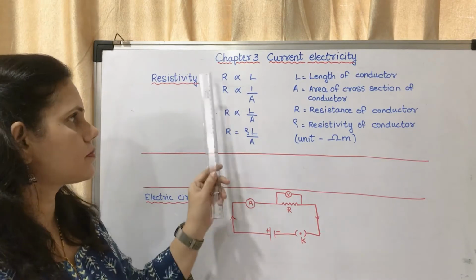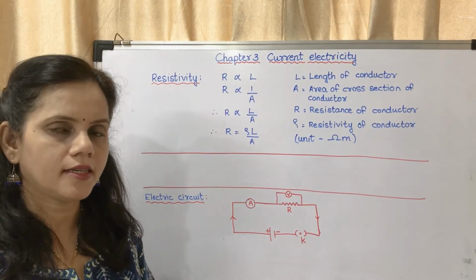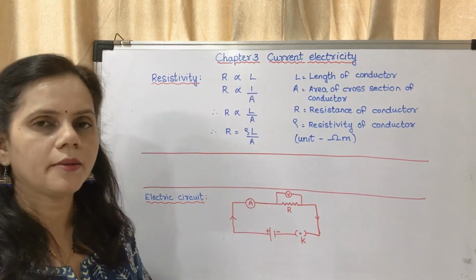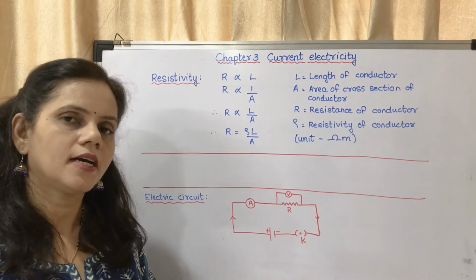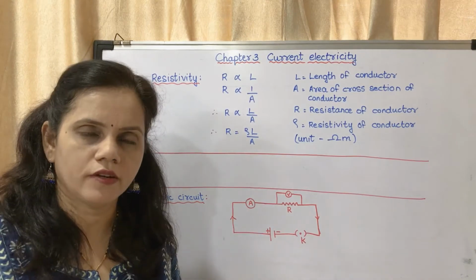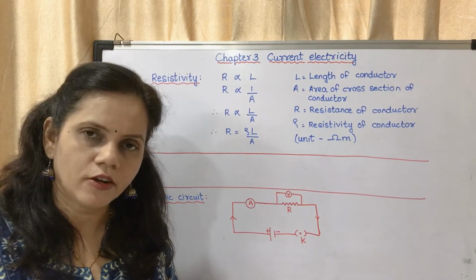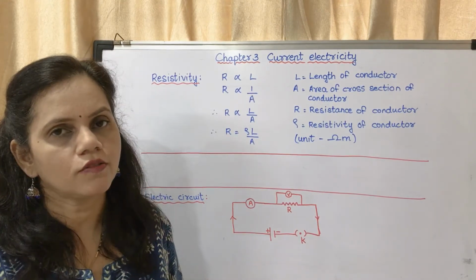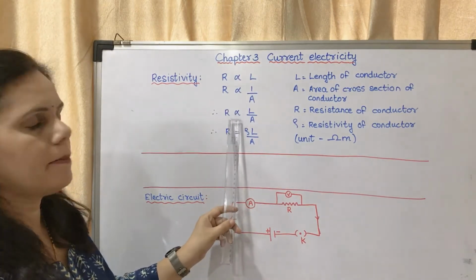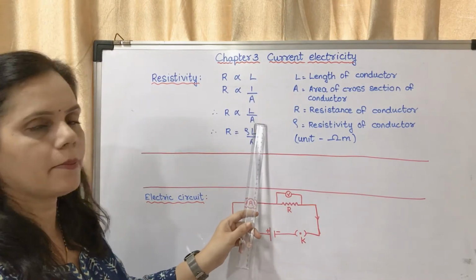I repeat, R is proportional to L means as L increases, R also increases. R is inversely proportional to A means as A increases, R decreases. That means if you increase the thickness of the wire, the resistance will decrease. If you increase the length of the wire, the resistance also will increase. So if you combine these two equations, you will get R is proportional to L upon A.